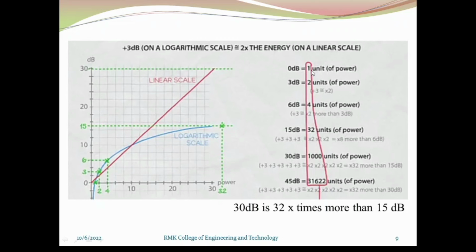See here, 1 unit of power is 0 dB, 2 units of power is 3 dB, and 4 is 6 dB, 32 is equivalent to 15 dB, 1000 units is equivalent to 30 dB, and 31,622 is equivalent to 35 dB. So see here, the dB scale we can compress within 45 dB, and the variation is very small, whereas the linear scale varies from 1 to 31,000 something. So in order to compress the scale values, we go for the dB scale.